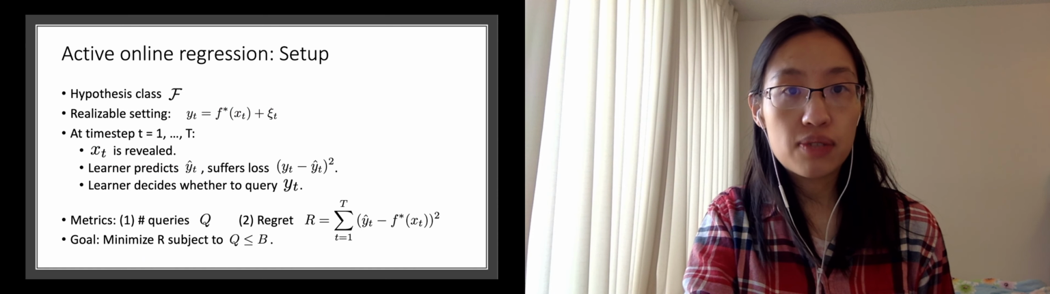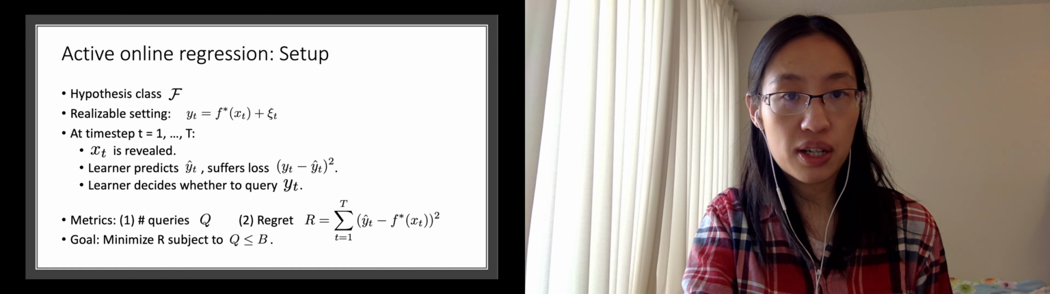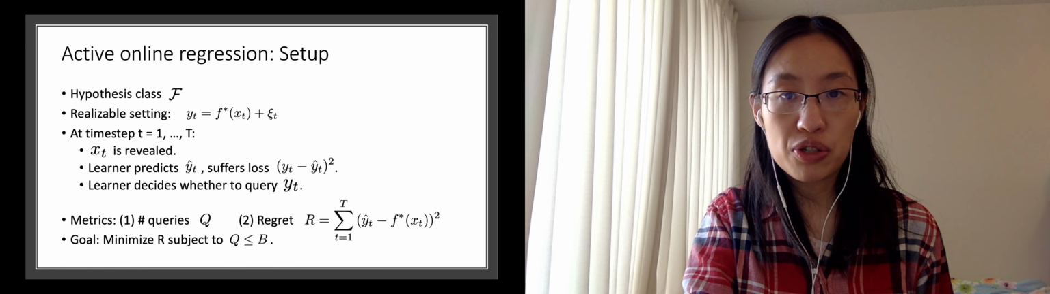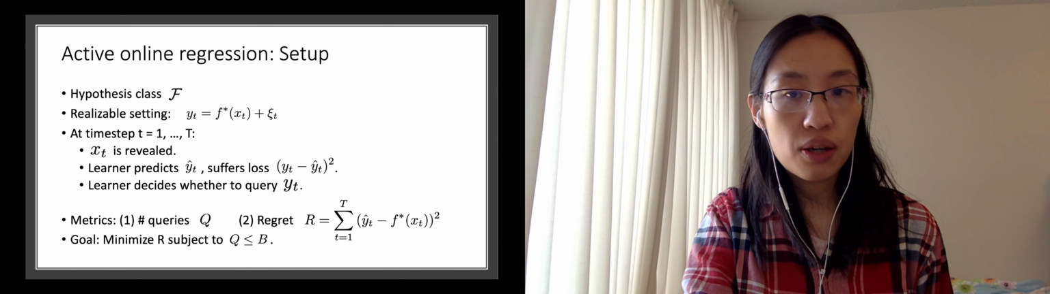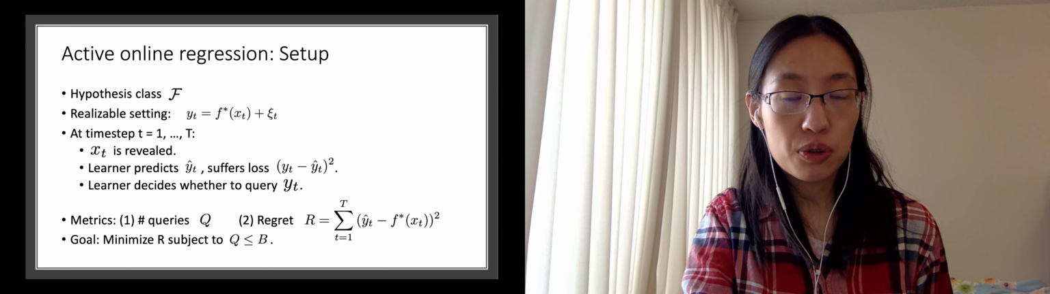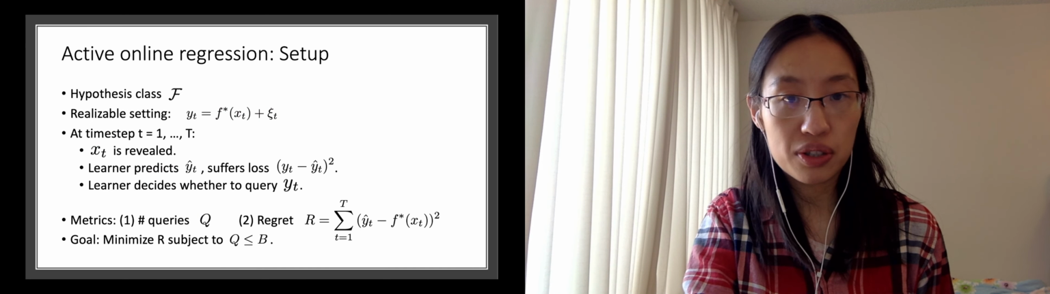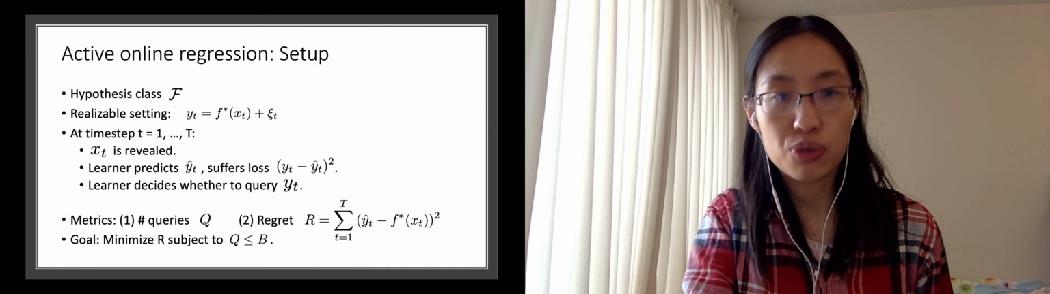We study active online regression, where we start with the hypothesis class F. We consider the realizable setting, where the label is generated by f star in F plus white noise. At every time step, the loss is measured by the squared difference between the label and the prediction. We have two metrics. One is the total number of queries Q, and the other is the cumulative regret across time steps. Our goal is to minimize regret subject to the budget constraint Q less than or equal to B.